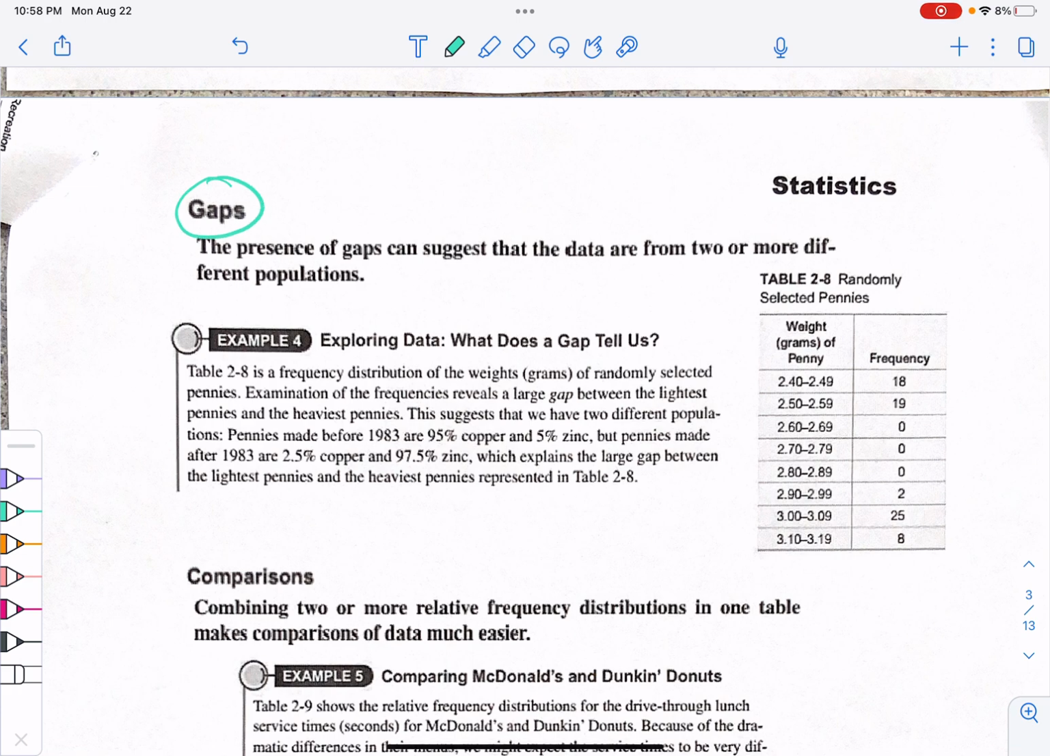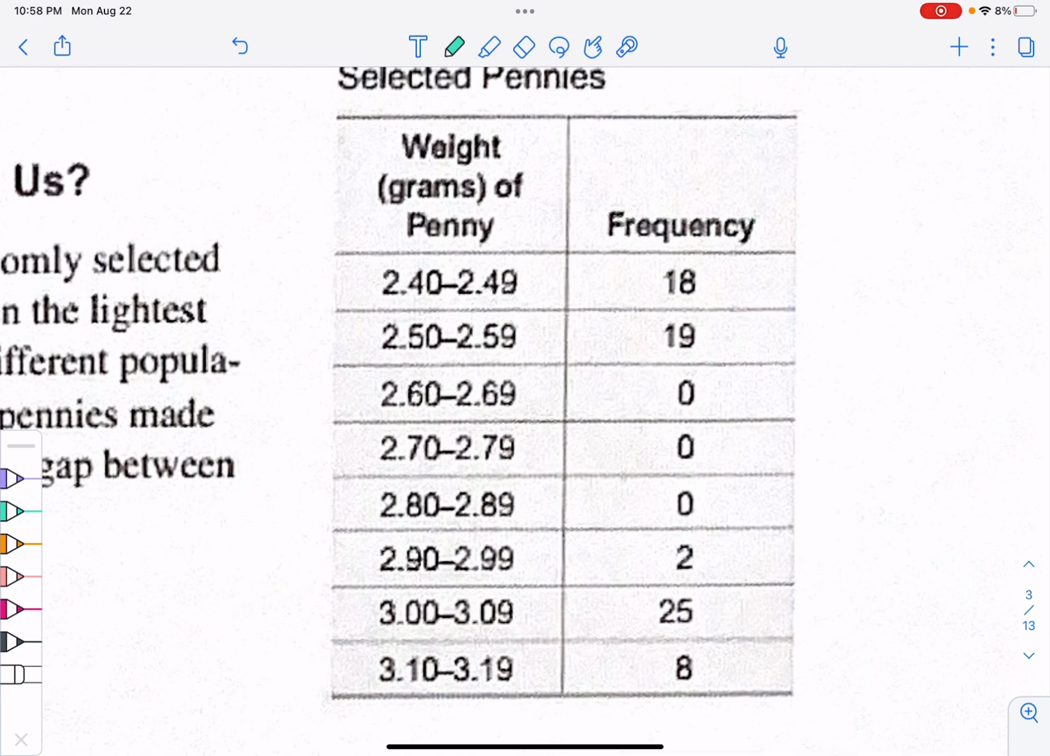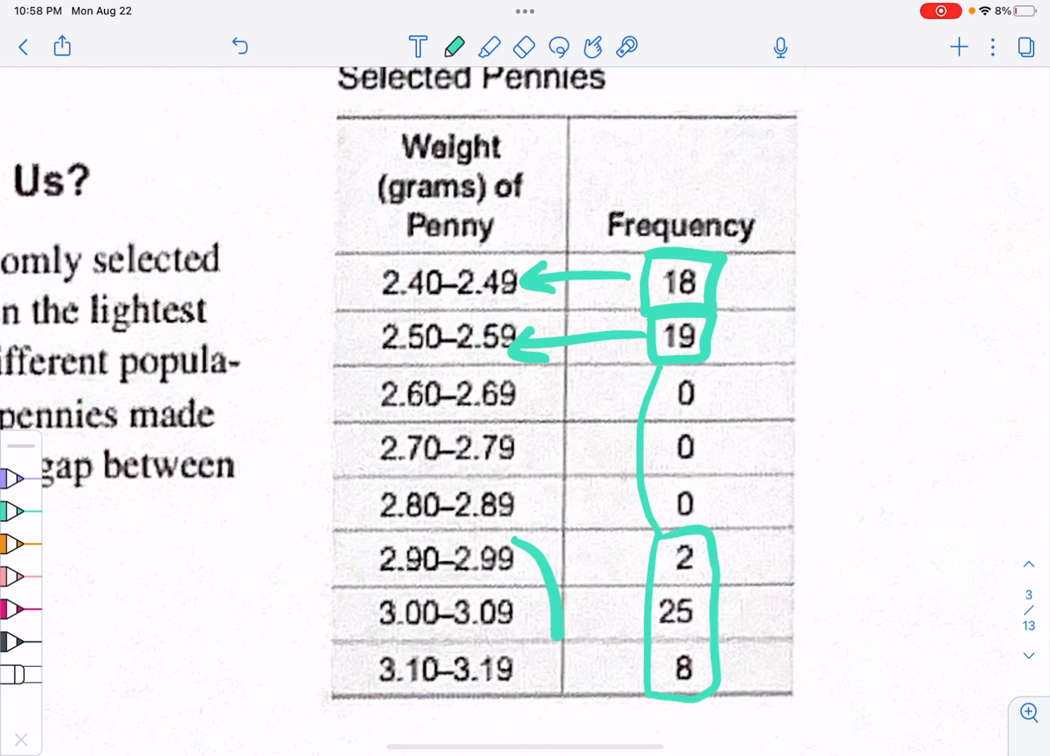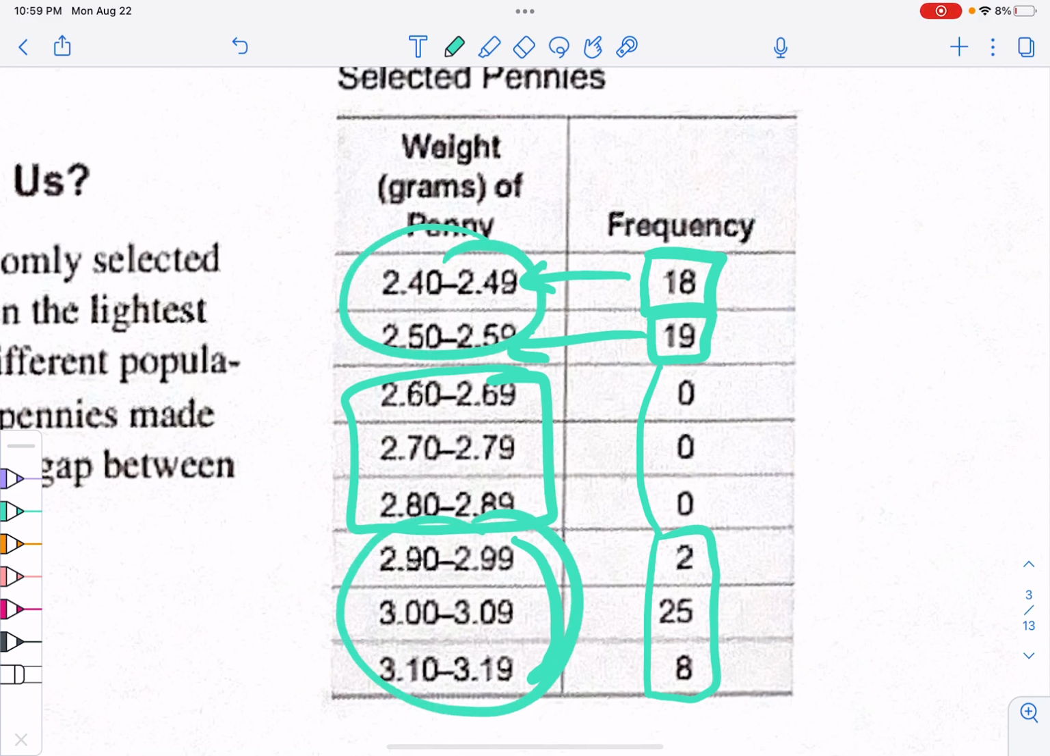So what we have going on here is we have the weights of pennies, right? Like how many grams a penny weighs. And I have 18 pennies that weigh this much and 19 pennies that weigh this much. And then I have a huge gap here. And then I have a bunch more that are weighing like in these 3 categories. So why do I have 0 pennies that weigh in this mid-range, but I have a ton of them here and I have a ton of them here? Like there's a huge gap in that, okay?